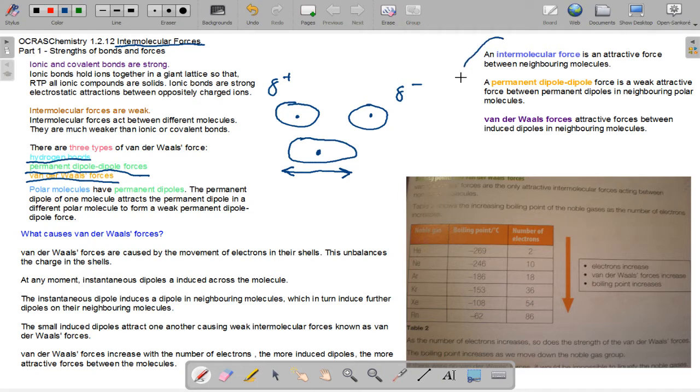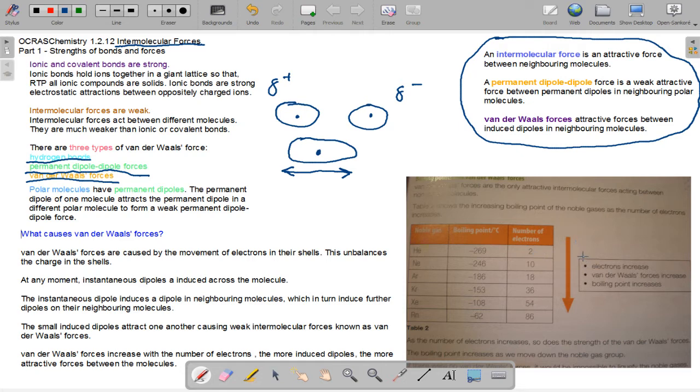So definitions now. An intermolecular force is an attractive force between neighbouring molecules. A permanent dipole-dipole force is a weak attractive force between permanent dipoles in neighbouring polar molecules. And van der Waals forces are attractive forces between induced dipoles in neighbouring molecules.